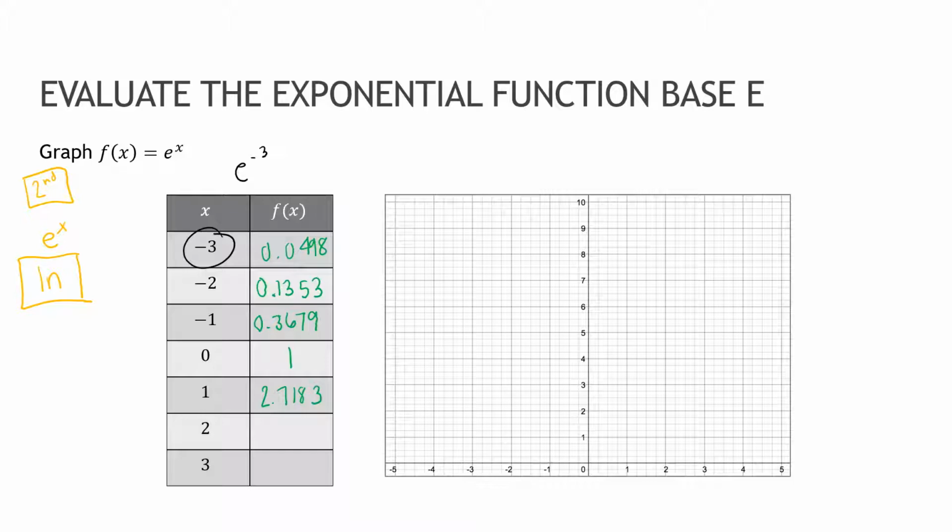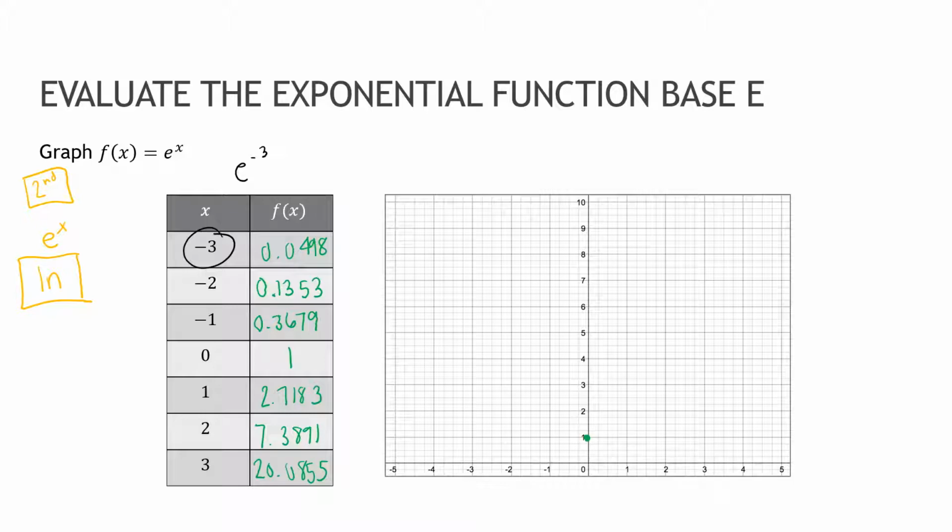Then I'm squaring it, 7.3891, and then last one to the third power, and I get 20.0855. So obviously that last guy is not going to fit on my graph, and that's okay. I really just want a basic idea of what the graph looks like.